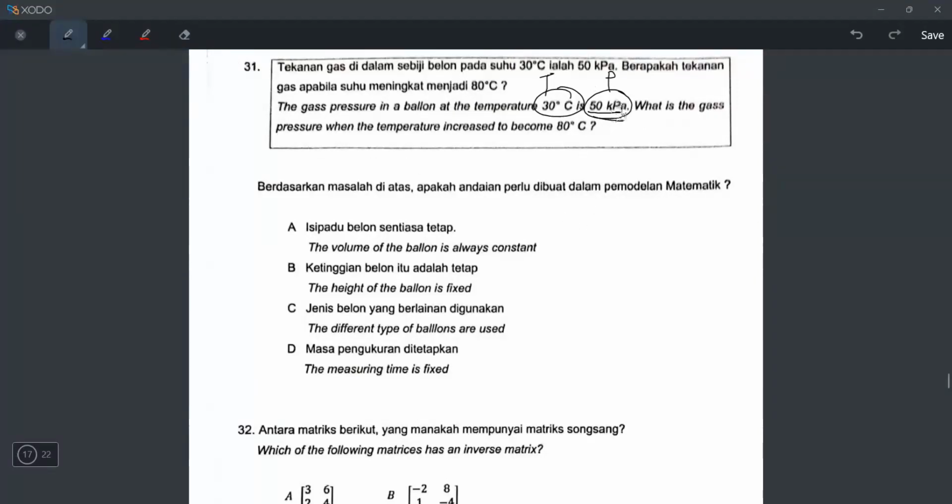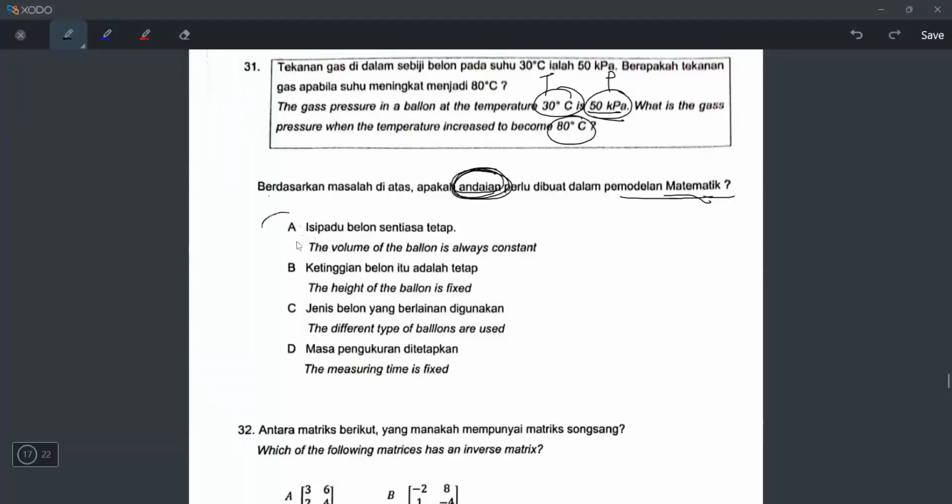Okay, but it's okay. And then they say what is the gas pressure when the temperature increases to 80 degrees Celsius? So when the temperature increases, what do you think will be the pressure? Will the pressure increase or decrease? Well, that's not what the question asks. The question asks for, berdasarkan masalah di atas, apakah andaian perlu dibuat dalam pemodelan matematik? So it means you have to determine the variable here. So A says the volume of balloon is constant. B says the height of balloon is fixed. C says the different type of balloon are used. D says the measuring time is fixed.